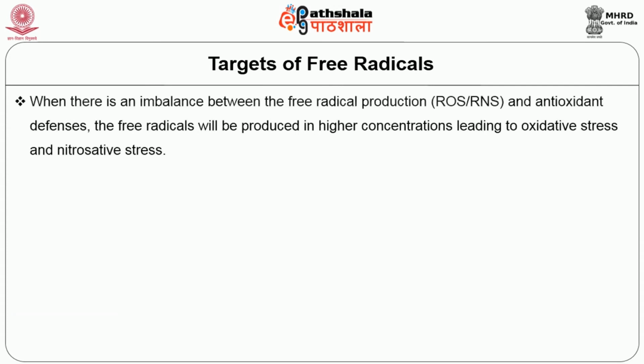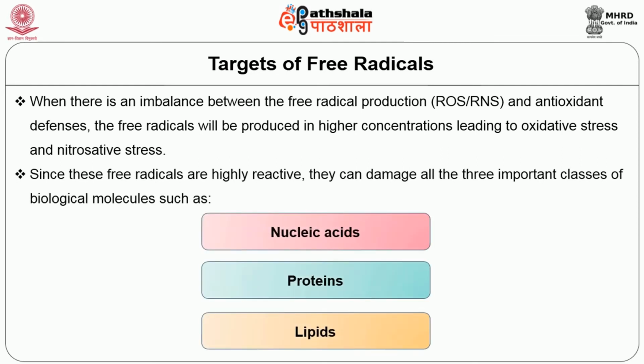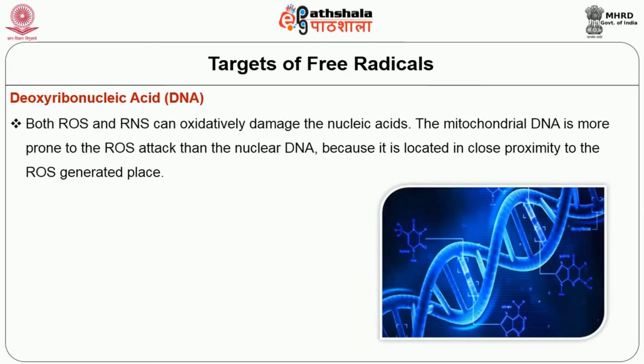Targets of free radicals. When there is an imbalance between free radical production and antioxidant defense, free radicals will be produced in higher concentration, leading to oxidative stress and nitrosative stress. Since these free radicals are highly reactive, they can damage all three important classes of biomolecules: nucleic acids, proteins and lipids. First, we are going to see about DNA, deoxyribonucleic acid.